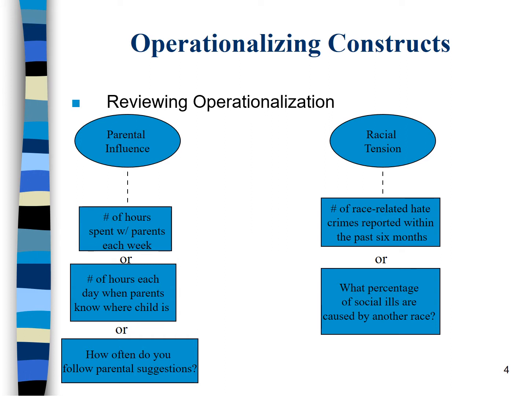Same thing with the second one. If I just simply say number of hours each day when parents know where their child is, that doesn't necessarily mean that the parents are having an influence on you. That's just the parents know where you're at. So this is the idea of, are our variables, our questions, actually capturing that idea of the construct? And arguably, I think the third one may be one of the strongest choices as a way to operationalize parental influence. How often do you follow your parental suggestions?